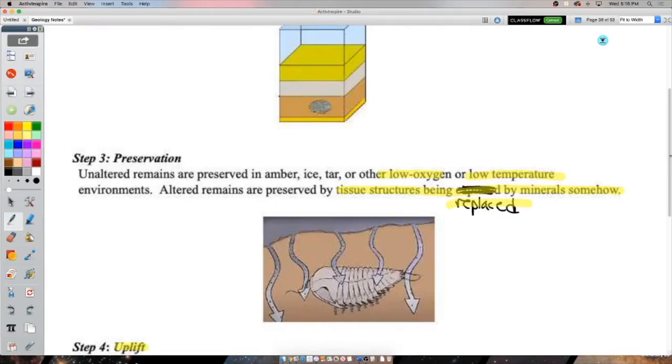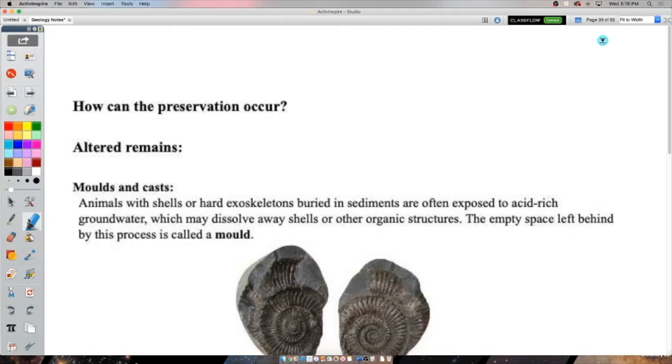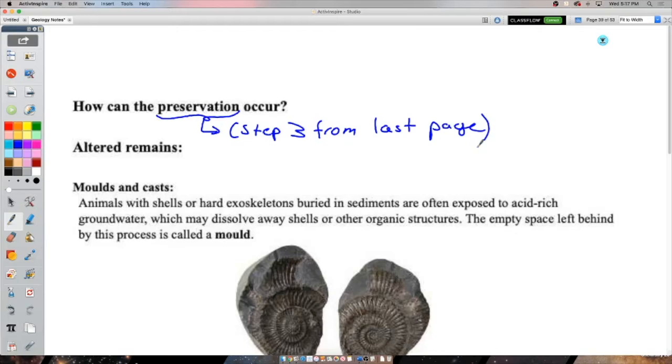Okay, so remember last time we kind of said this step is the most important step. Step 3 here, this is really what makes or breaks if this is going to be a fossil or not, right? Step 2 is important. It should get buried, but not everything that gets buried becomes a fossil. Step 3 really needs to happen to make a fossil, okay? So today we're going to look at how does that step 3 happen? So today's really about how can step 3 happen and what kinds of fossils can be made based on how step 3 occurs. So first, we're going to look at altered remains.